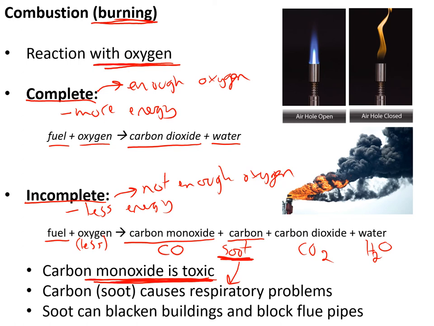The soot is also an issue in terms of flue pipes. These are the little chimneys, as it were, that go to your boiler in your home. If that gets blocked by soot, it can prevent a good oxygen flow to your boiler, which can mean it starts doing incomplete combustion, producing carbon monoxide, and people die from this every year, from carbon monoxide caused by these blocked flue pipes.